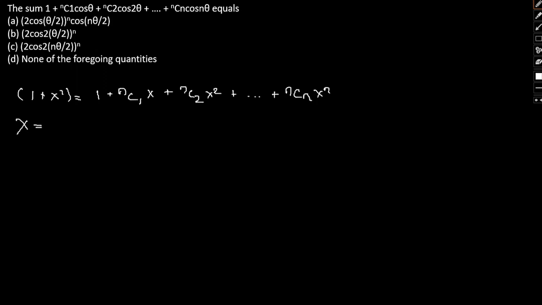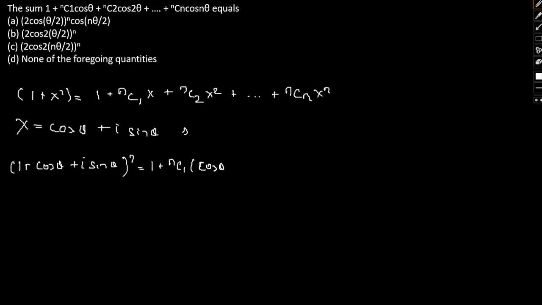Now if we substitute x by cos theta plus i sin theta, we get (1 plus cos theta plus i sin theta) to the power n, which will be equal to 1 plus nC1 (cos theta plus i sin theta) plus nC2 (cos theta plus i sin theta) whole square plus dot dot dot plus nCn (cos theta plus i sin theta) to the power n.